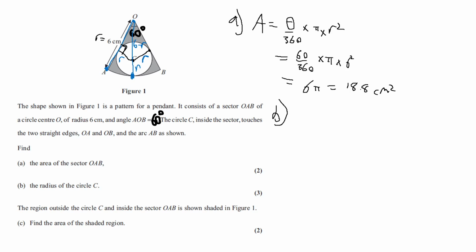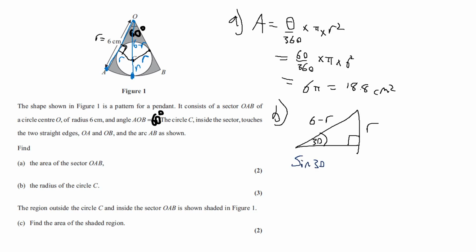So let's draw the triangle. So this is r. This side we don't know what that is. And this is 6 minus r. Okay? So now, this is a right angle, and because this is the midpoint of the angle, this is going to be 30. And so now we can use SOHCAHTOA.